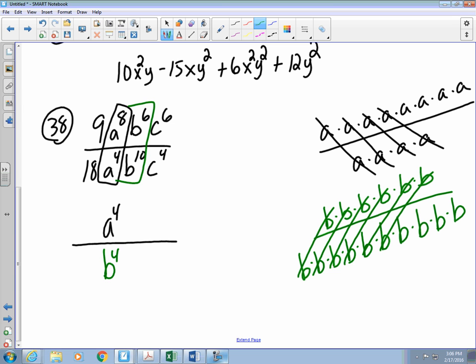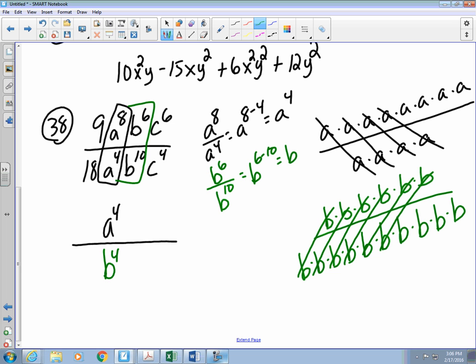So when I go back to my color of black here, a to the 8th over a to the 4th is the same thing as a to the 8 minus 4, a to the 4th, which we got before. And the other one, if you have b to the 6th over b to the 10th, you would have b to the 6 minus 10, which is b to the negative 4.